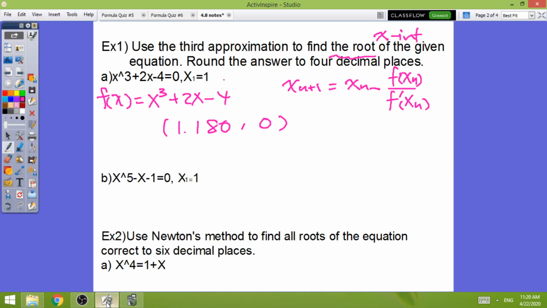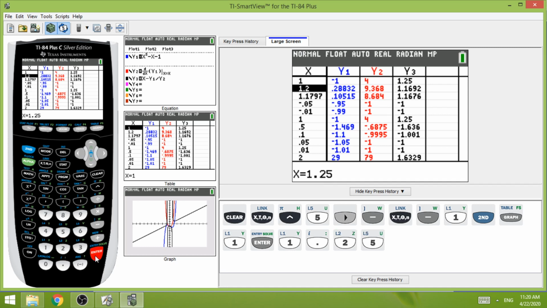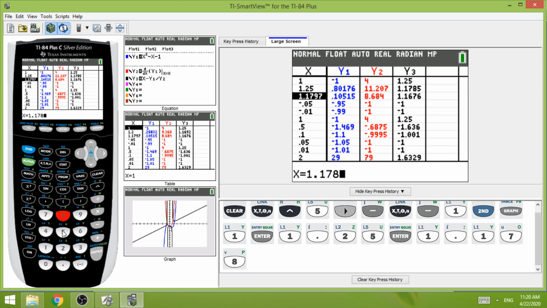So the first x value, which is 1. So let's just plug in 1 there. And we got 1.125, no 1.25. And now using 1.25, the second approximation, so it's 1.785. And then the third one, 1.1785. So this number should be very close. So it's getting very close. It's 1.1675.